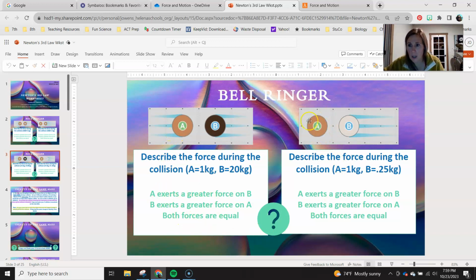Then we've got A as the larger puck here. It is 1 kilogram. B is only 0.25 kilograms, a quarter of that. A is at rest and B is moving to the left. When they collide, what does that force look like the moment they're touching? Not what happens after, but the moment they're touching. Go ahead, pause this video if you need, and come back when you're done answering those 4 questions on slides 2 and 3.